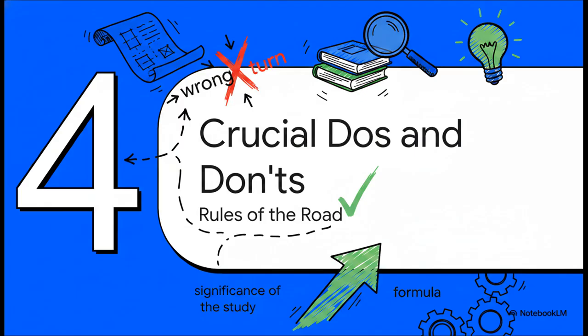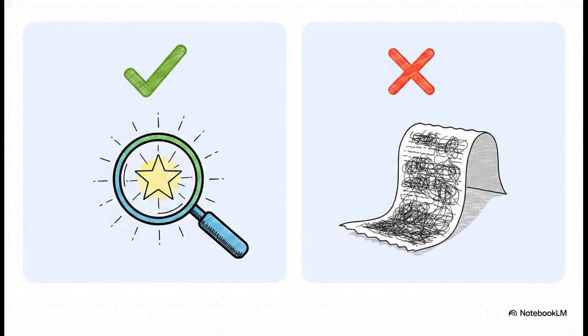Because even with a great blueprint, it is incredibly easy to take a wrong turn. First up, an absolutely crucial distinction. Do be highly specific about the benefits, just like we saw in that social media example. Don't just write a grocery list of beneficiaries without explaining why they actually benefit. Merely naming people, that doesn't prove your research has any real value to them.